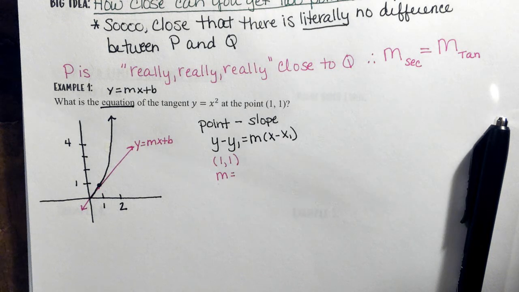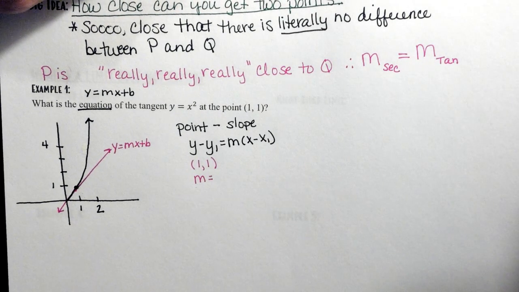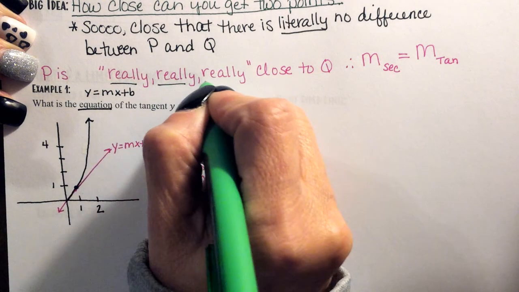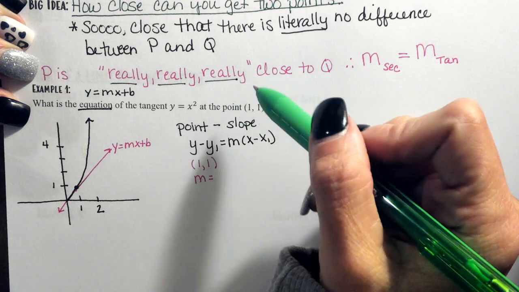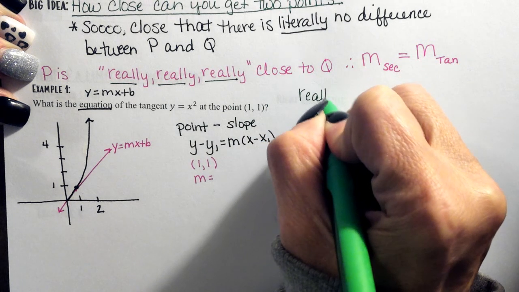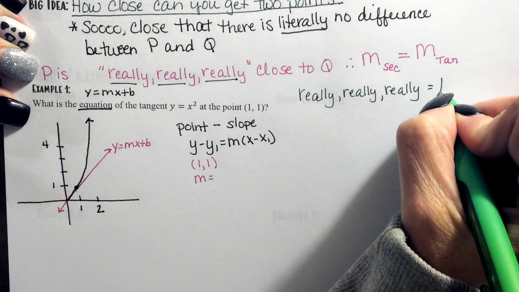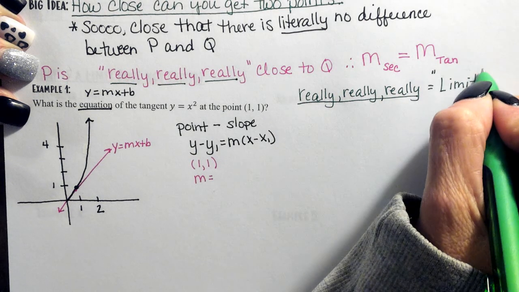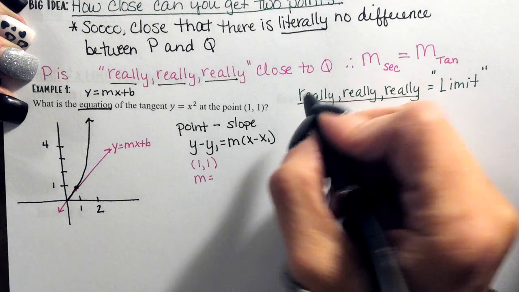So here's what I'm going to do. I'm going to use something called a limit. And a limit allows me to take P and Q and get them really, really, really close. Remember, really, really, really close, and I can figure out the slope. So we're going to give this a name. When you say really, really, really, you mean, and we're going to write it over here, the limit. So instead of really, really, really, I'm going to use the word a limit. And that's calculus right there. That limit is where it comes from, our calculus course. Okay, so I'm going to give you a couple of things here.